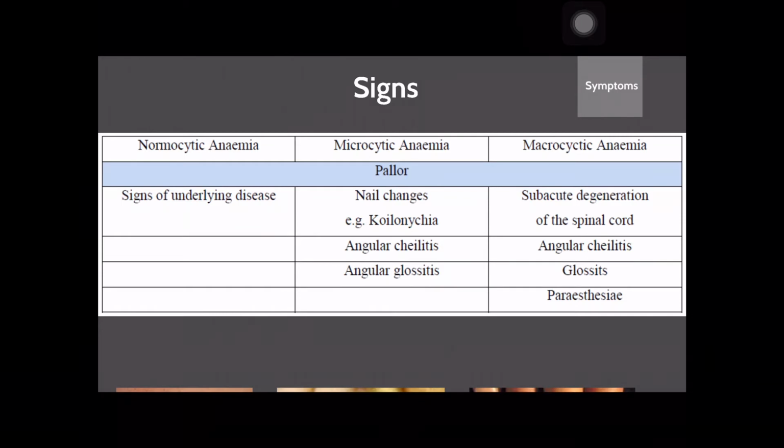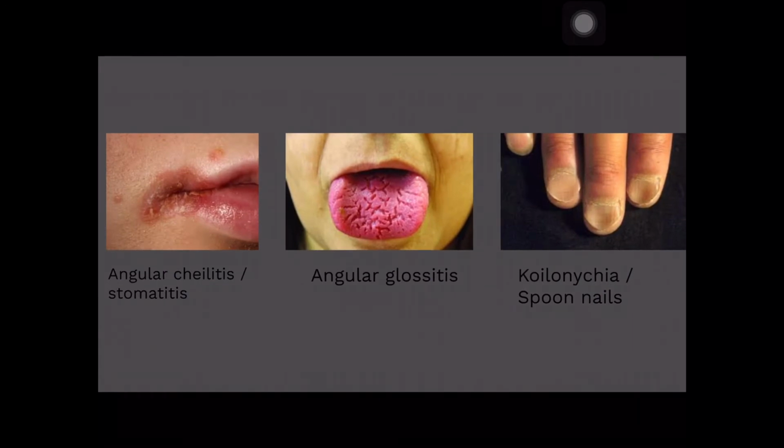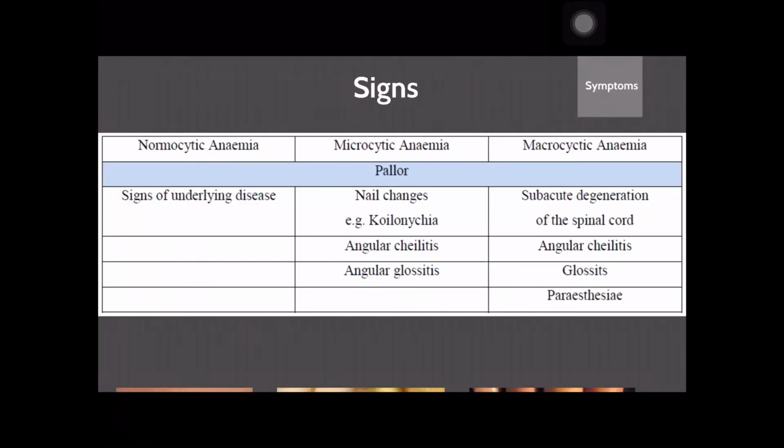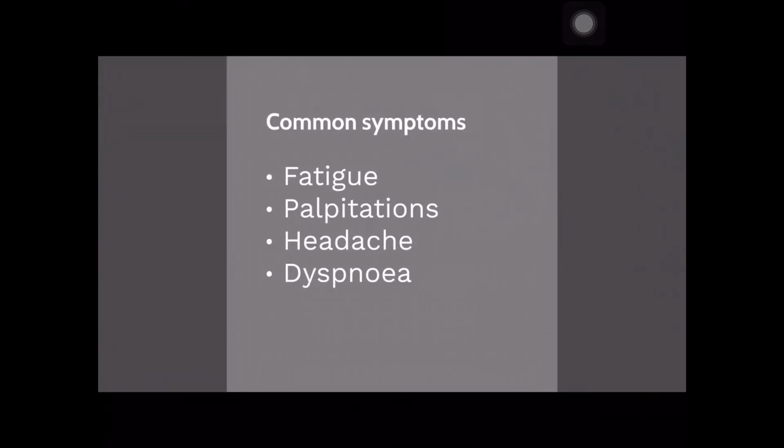In microcytic anemia, other than pallor, there are nail changes like koilonychia, angular cheilitis, and glossitis, as shown below. Same goes for macrocytic anemia. Other than pallor, angular cheilitis, and glossitis, there are also subacute degeneration of the spinal cord and paresthesia. Common symptoms of all three types of anemia are fatigue, palpitation, headache, and dyspnea or shortness of breath.